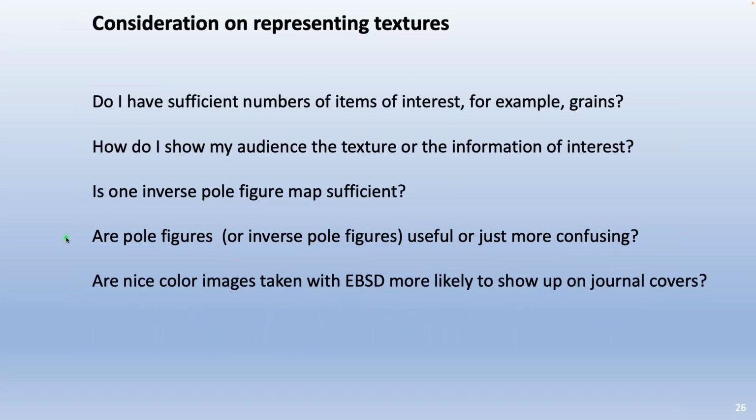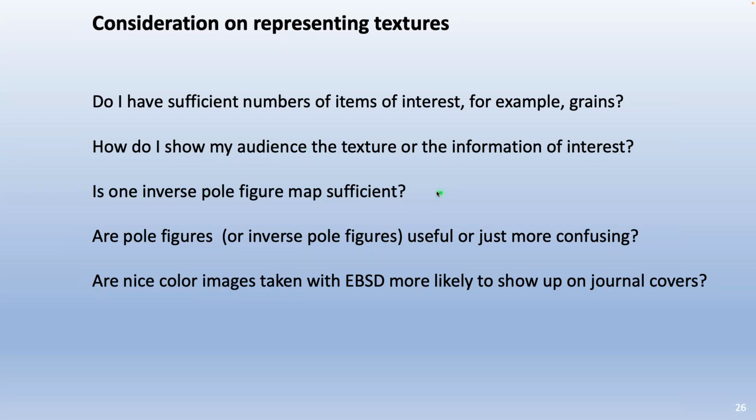So that's my grain size spiel. The next thing is considerations on how we represent our textures in our papers and to ourselves. A couple of questions come up. Do I have sufficient numbers of items of interest, for example, grains? How many grains did I actually sample? How do I show my audience the texture or the information of interest and make it useful?